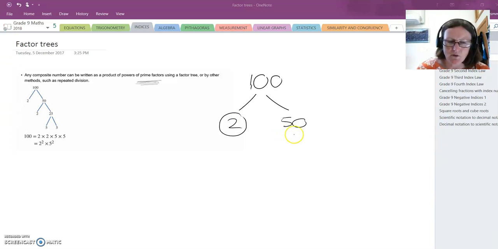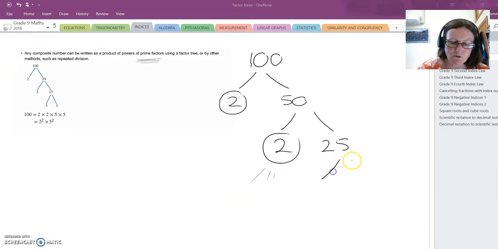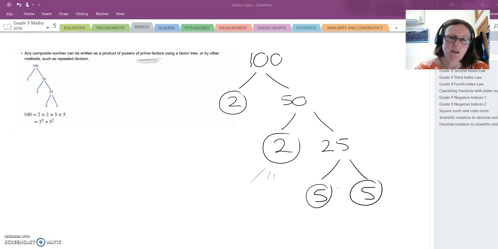But 50 is not. So what two things times to give me 50? Well, I'm going to choose 2 and 25. I circle my 2 because I can stop that branch. It doesn't need to go anymore because 2 is a prime number. But what two things give me 25? 5 times 5 gives me 25. I'm going to circle both of those because 5 is a prime number. When the base of every branch is circled, that's my way of saying they're all prime numbers.